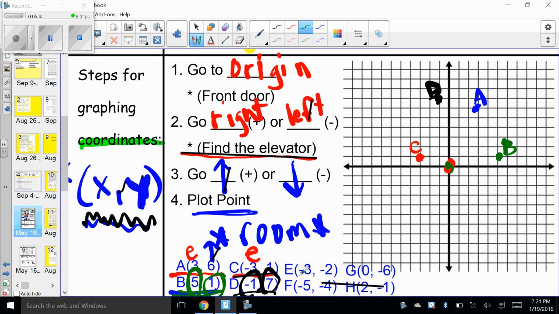Player E checks in, finds elevator. It's at -3. Go down 2 floors. So player E checks in. Left 1, 2, 3, down 2 floors. That's player E staying in room -3, -2.